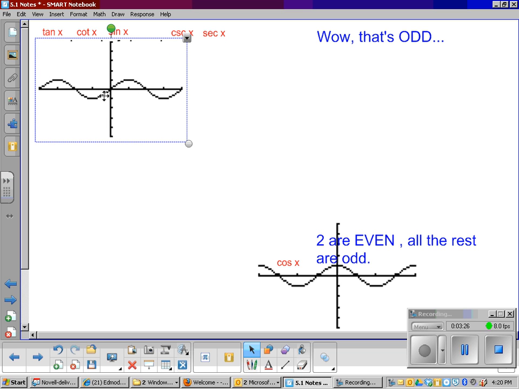This is the graph of the sine. You can tell because it starts at the origin, and then it reaches its maximum, and then its minimum, and then back to 0.